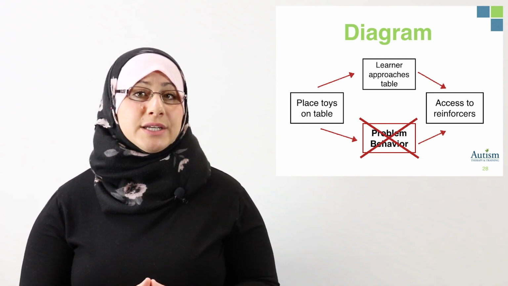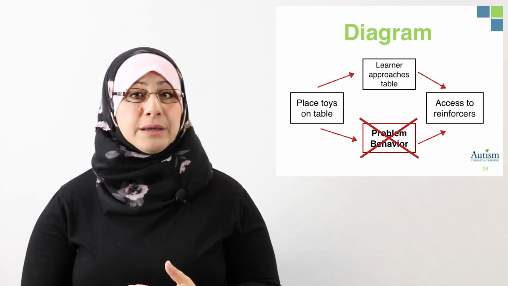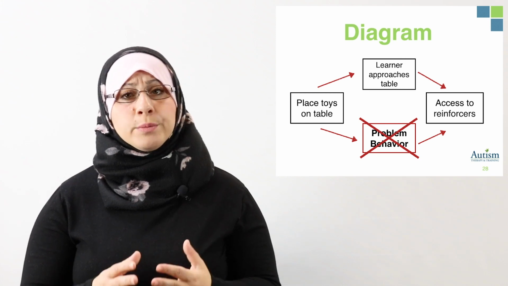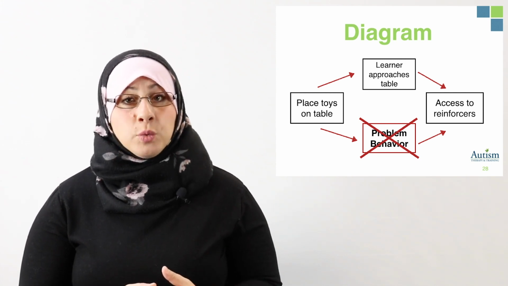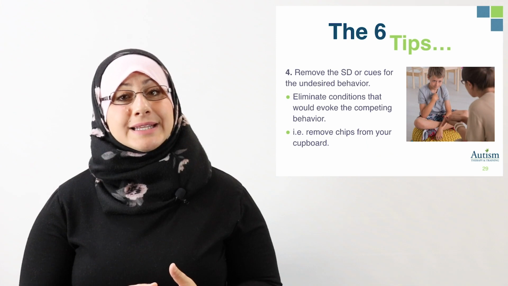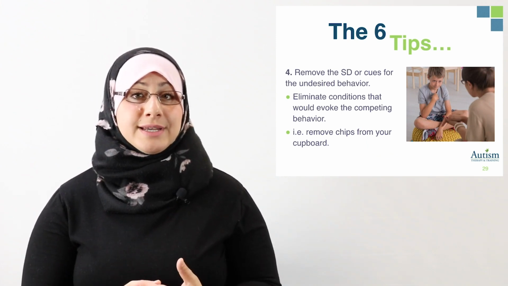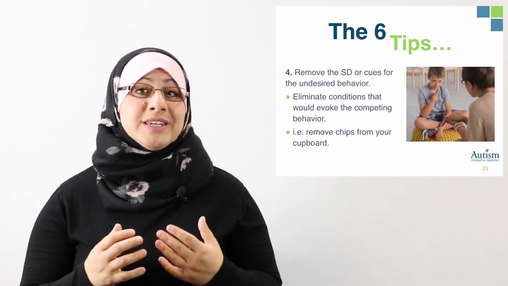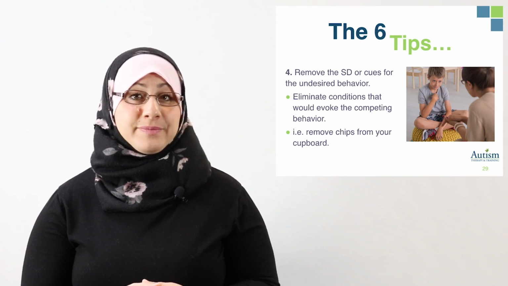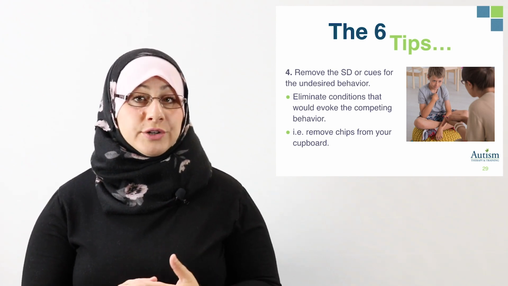Number 4, we want to remove the SD or cues for the undesired behavior. You want to eliminate conditions that would evoke the competing behavior. For example, remove chips from your cupboard if you want to succeed. You simply can't say that you will be disciplined and not eat those chips. You need to get rid of them altogether. And this goes for our learners as well.